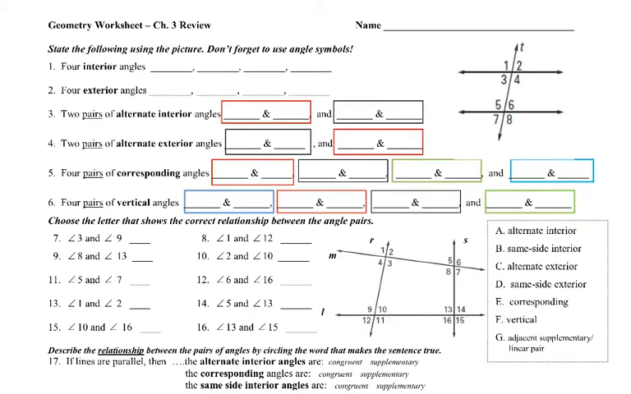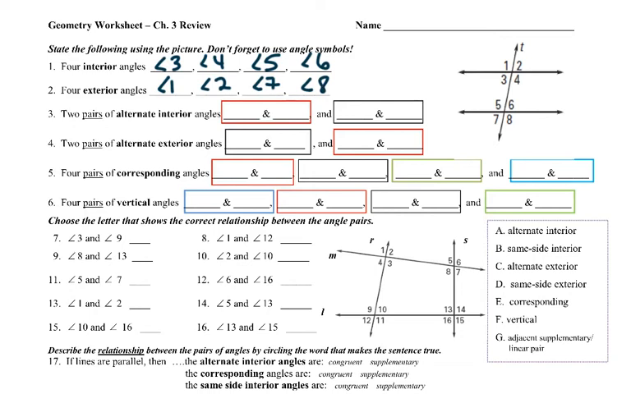We are wrapping up chapter 3, and I wanted to go through the review sheet with you. By now we've seen this picture so many times that you should know that the interior angles are angle 3, angle 4, angle 5, angle 6. They don't have to be in any particular order. Of course, the exterior angles are angle 1, angle 2, angle 7, and angle 8.